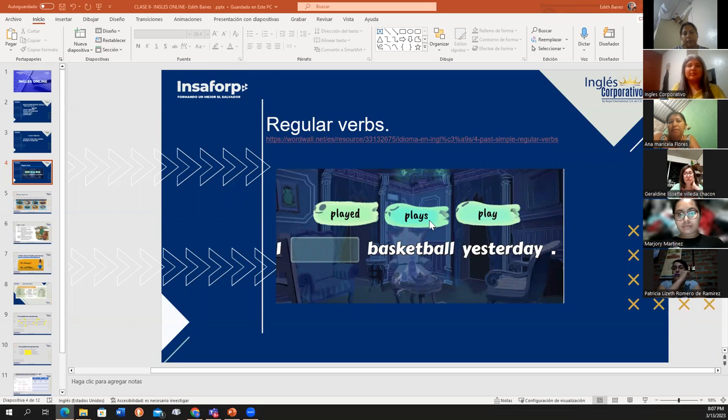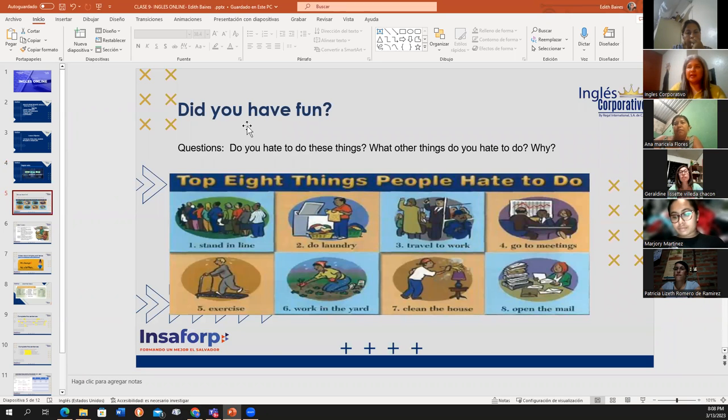Okay. Todos los verbos que vimos en esos ejemplos son regulares. No hay ninguno irregular. ¿Qué regla notaron en los verbos cuando terminan? Todos tienen ED al final. Okay, very good. So that is what we are going to study today. To start this new unit, the unit is called Did You Have Fun?